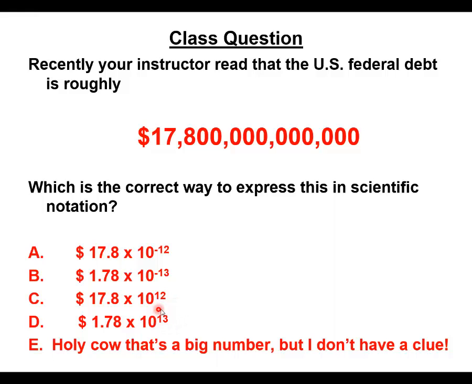Now, to make sure you understand where I'm getting the value of 13 here, let's consider where we would have had our decimal point in the original number.